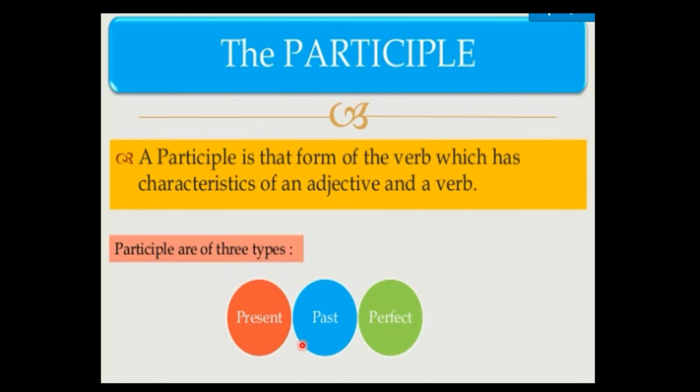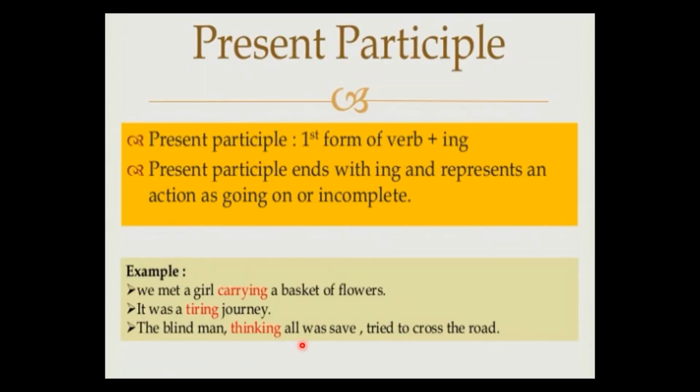Next, see the participles. The participle is that form of the verb which has characteristics of an adjective and a verb. So basically participles are used as an adjective in a sentence. So further participles can be categorized in three: present, past, and perfect participles. Now let's see them one by one. Present participle is the first form of verb plus ing, and present participle ends with ing and represents an action as going on or incomplete.